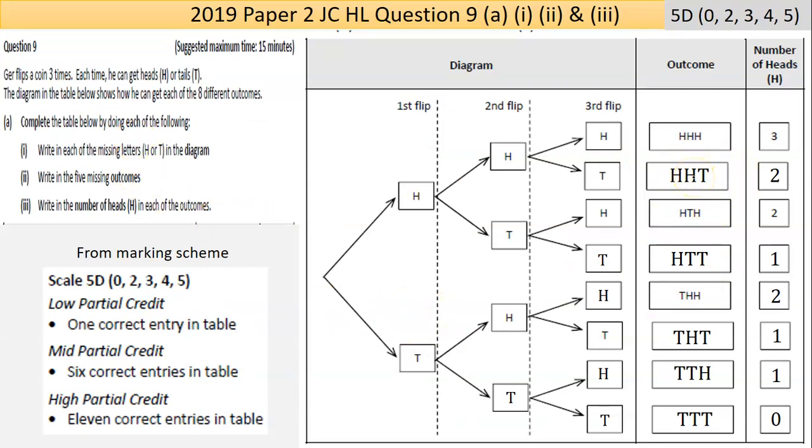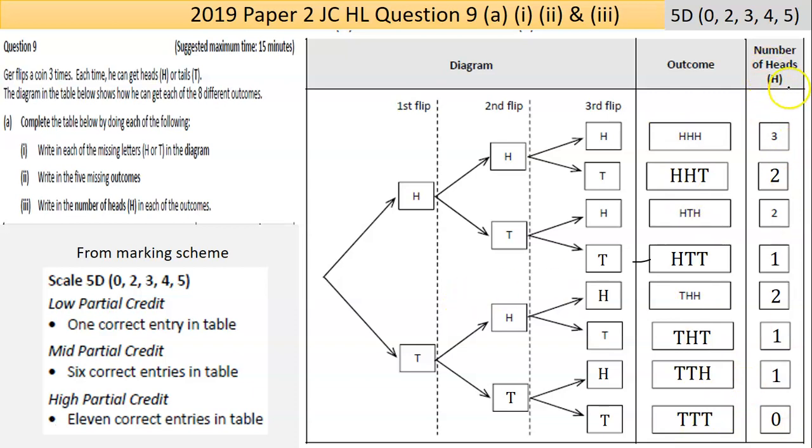That's the head, head, tail we had. That's already given to you. Then we have head, tail, head here. Then head, tail, tail is here. Then tail, head, head is here. Tail, head, tail is here. Then tail, tail, head, that's here. And lastly, tail, tail, tail, and that's here. Okay, that's right. I've earned my money here.